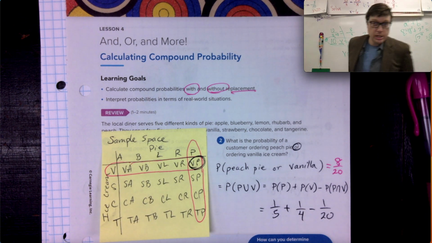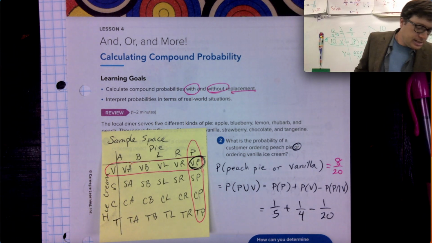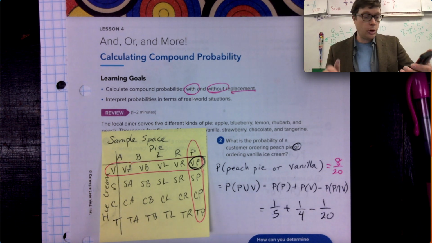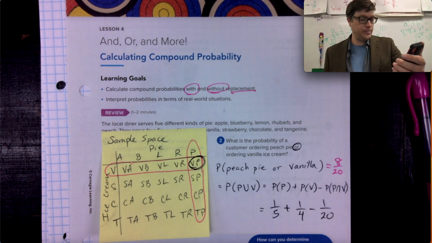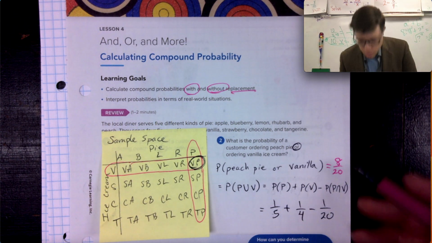So then we get our calculator out. I'm going to use Siri for this one. Hey Siri, what's 1/5 minus 1/4? Start over. Hey Siri, what's 1/5 plus 1/4 minus 1/20? It's 0.4. Yo, that's what 8 over 20 is.